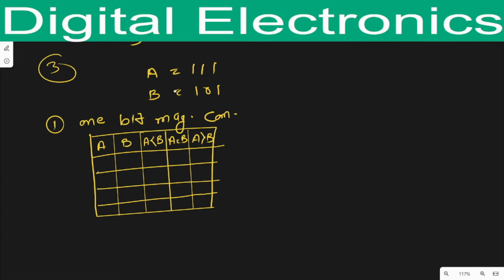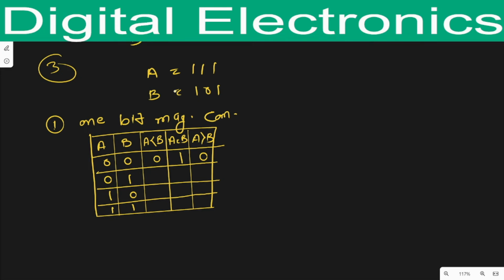Because A and B are both 1 bit, only 4 combinations are possible: 0 0, 0 1, 1 0, and the last one, 1 1. In the first row, A equals 0 and B equals 0, which means A equals B. So in this case the other outputs are 0. In the second case, when A equals 0 and B equals 1, B is greater than A.